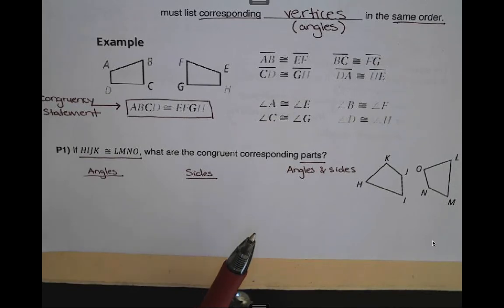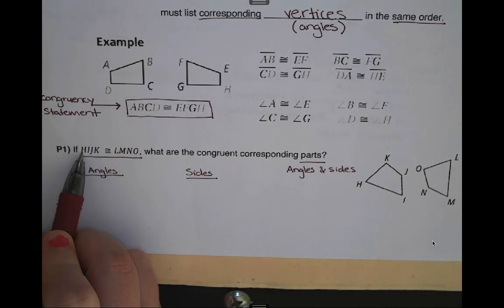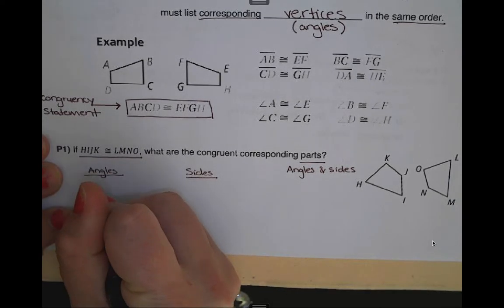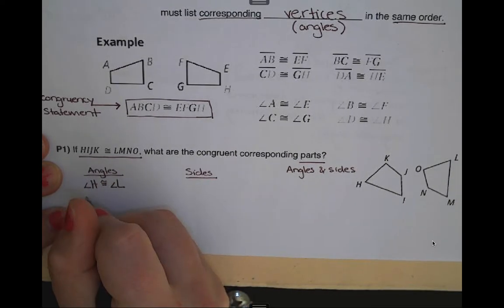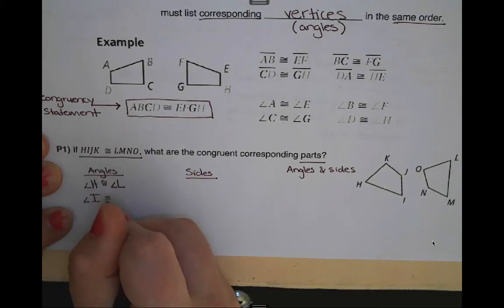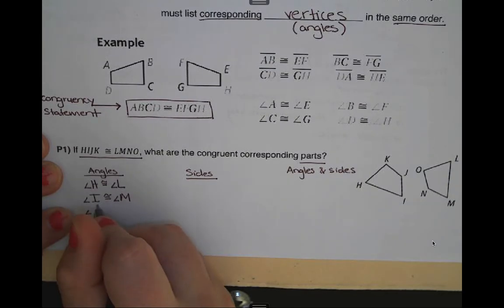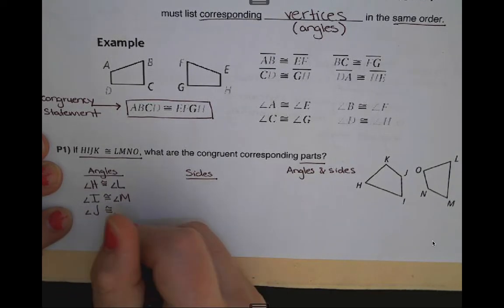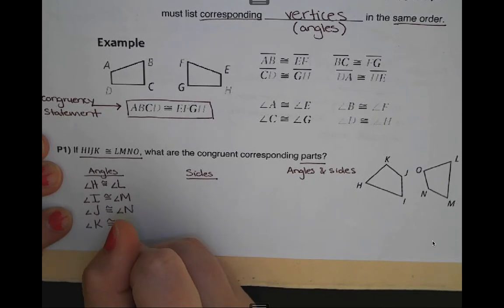So being that these are four-sided polygons, we're going to have 4 pairs of angles that correspond and 4 pairs of sides. I'm going to use the congruency statement here to help me out. I can tell that angle H is congruent to angle L. Angle I is congruent to angle M. Angle J is congruent to angle N. And finally, angle K is congruent to angle O.